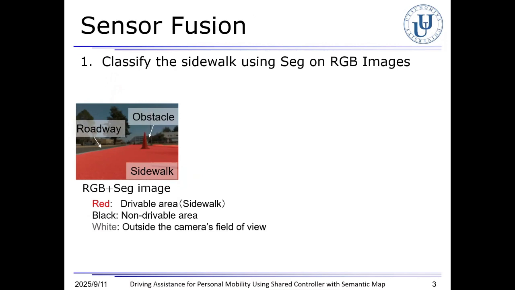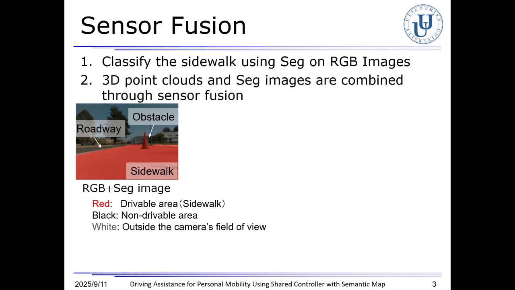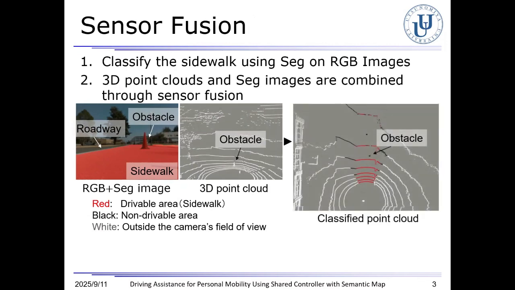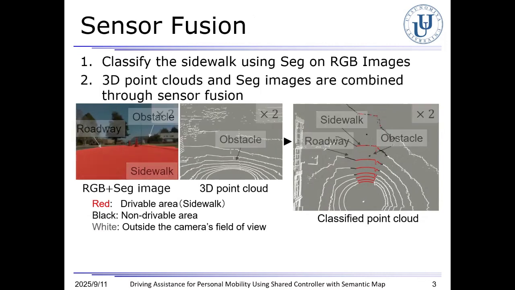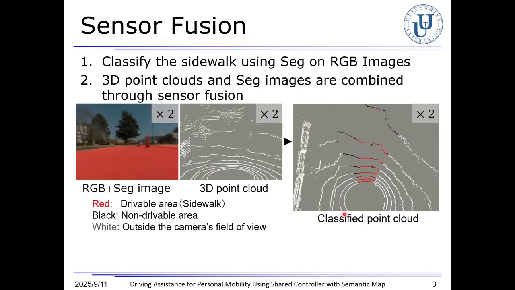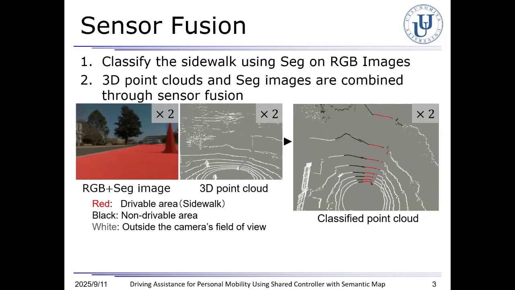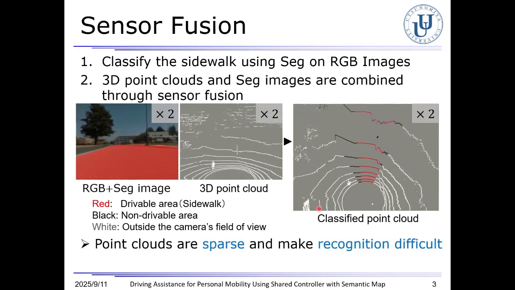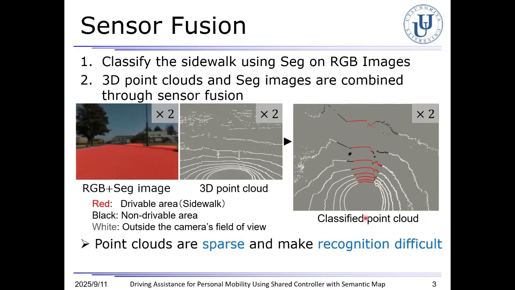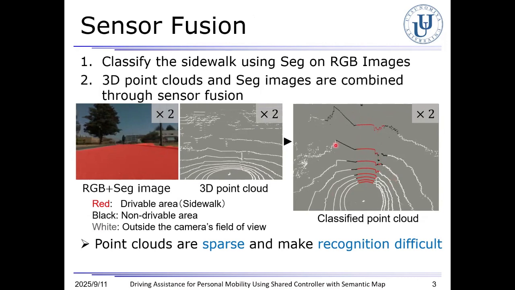Then, the segmentation images and 3D point clouds are combined through sensor fusion. As a result, each point is classified as either drivable or non-drivable. However, this classification is limited to the overlapping field of view of the sensors. Moreover, point clouds are sparse near the mobility device and between points, making recognition difficult.